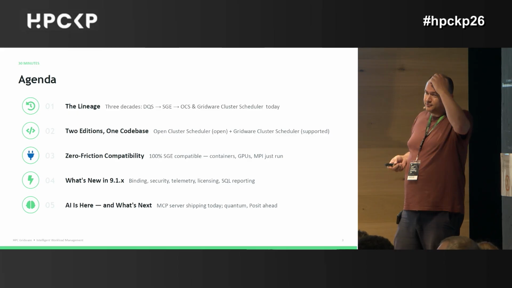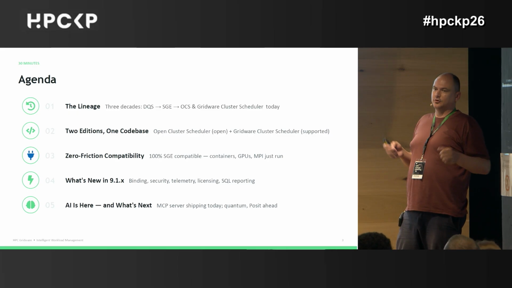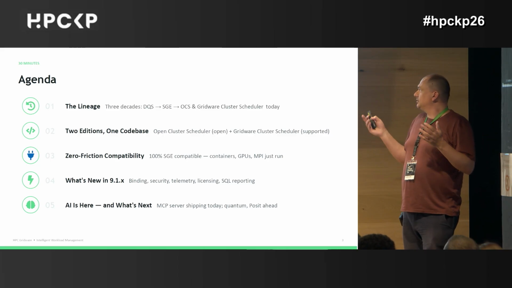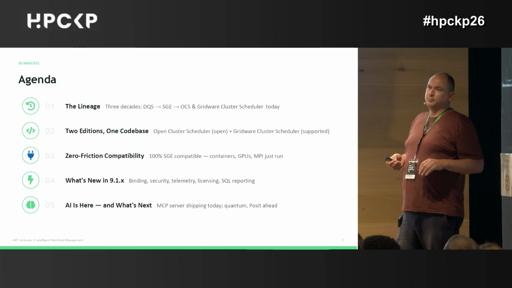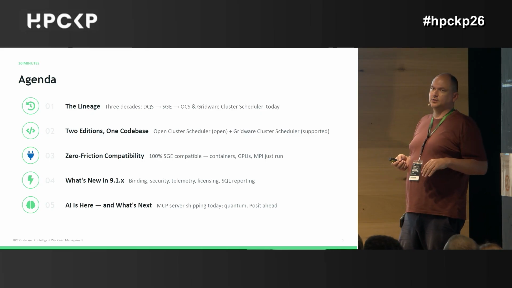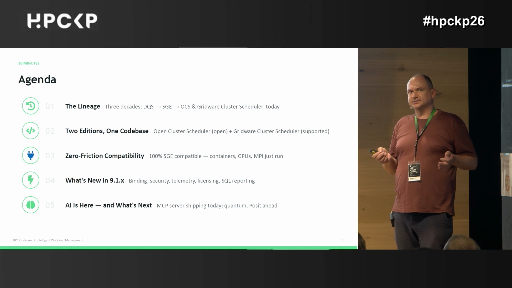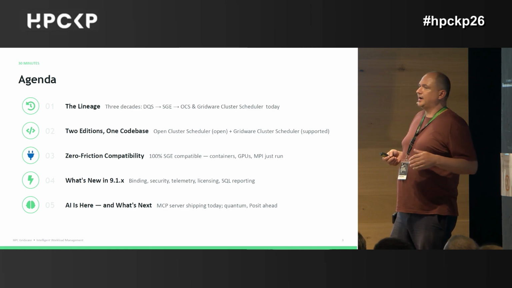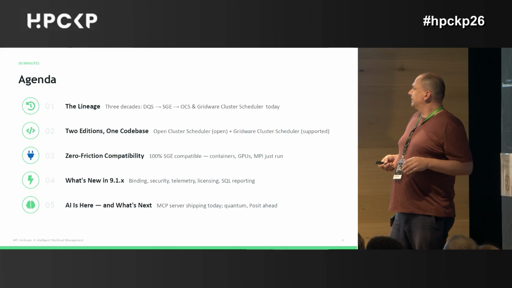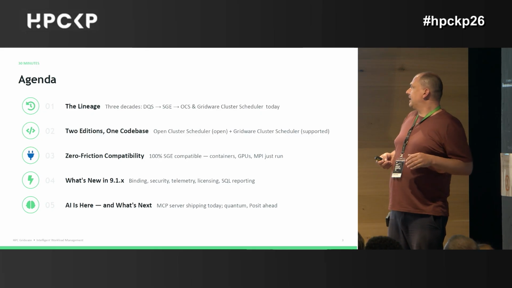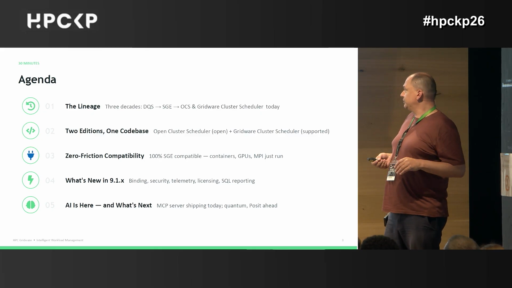Yeah, this is the agenda for this talk. We start looking a little bit back at where the Open Cluster Scheduler code comes from, then comparing the two different versions we are providing, and then the main part will be about workload compatibility. So you can run any kind of workload inside Open Cluster Scheduler and Gridware Cluster Scheduler, and you need supporting functions from the scheduler side for that. Okay, and that includes, of course, our newest features from the 9.1 release. So we just released the 9.1.2 version.